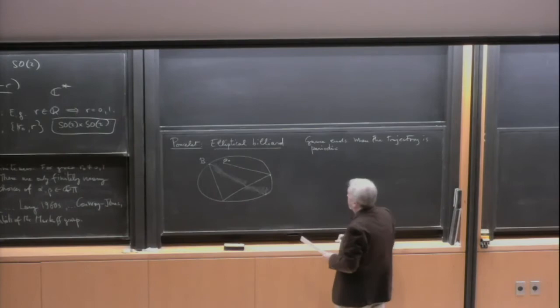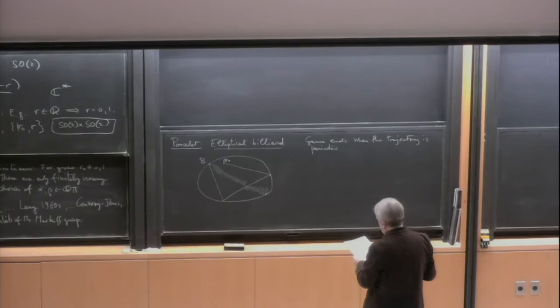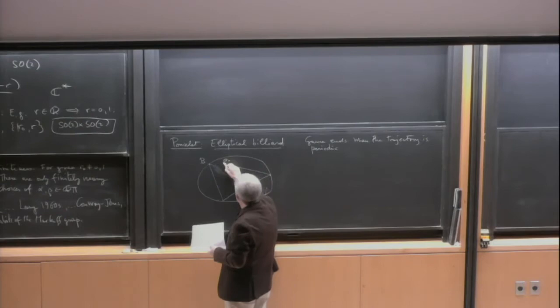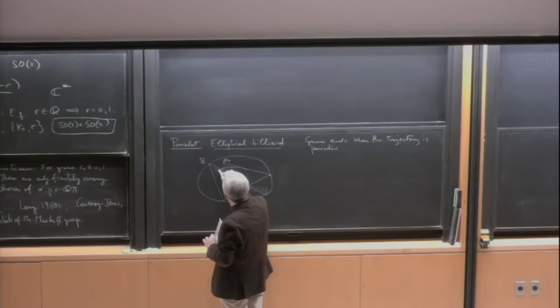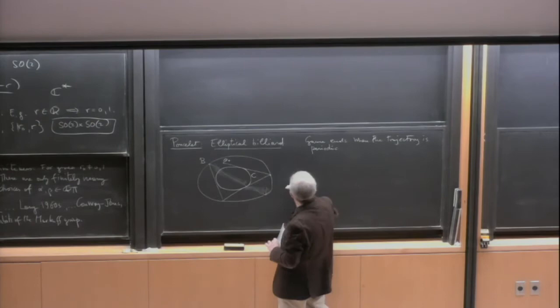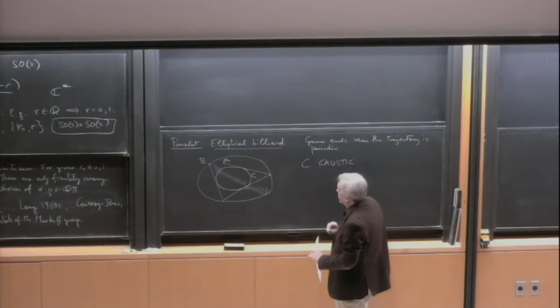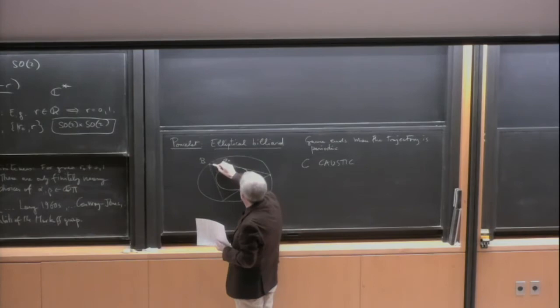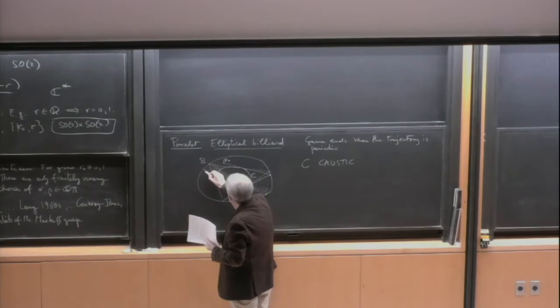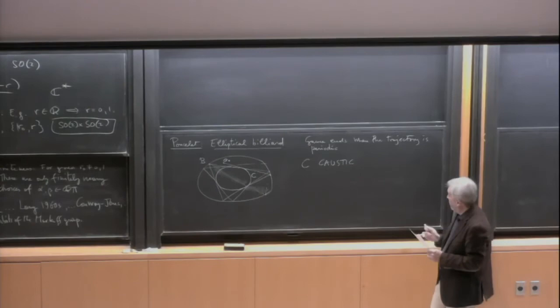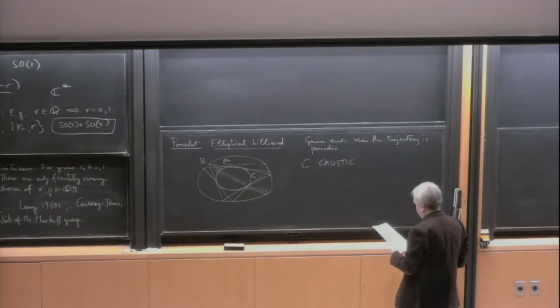Now, how can we deal with this? First, we observe the following. It is not entirely obvious that once we choose a direction and a point, there is a confocal conic called the caustic, let us call it C, such that the whole trajectories of the billiard continue to be tangent to this caustic. So it is not so evident. And this is a first important observation to study this billiard.